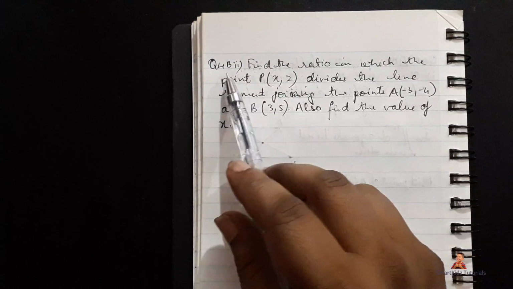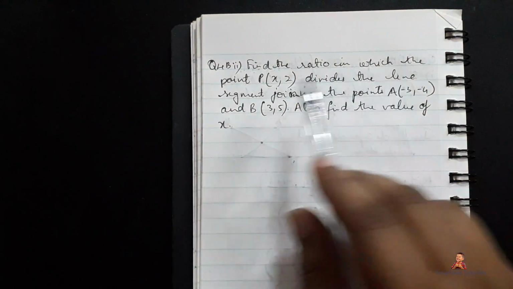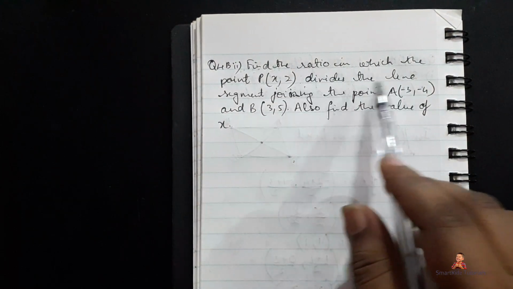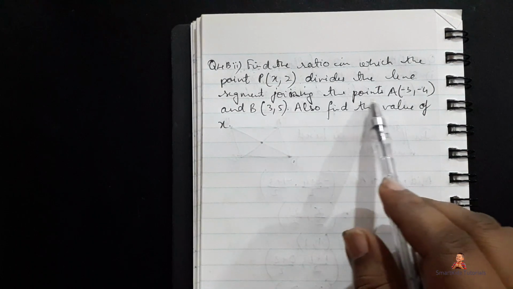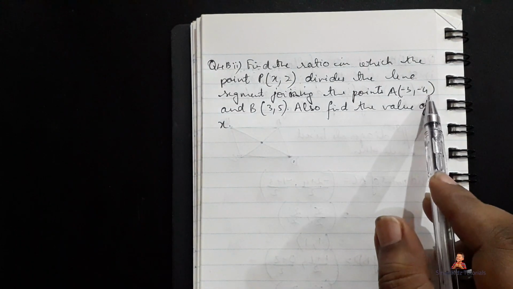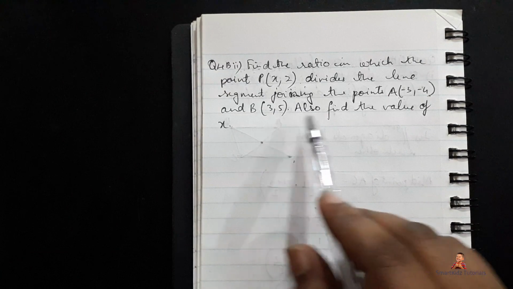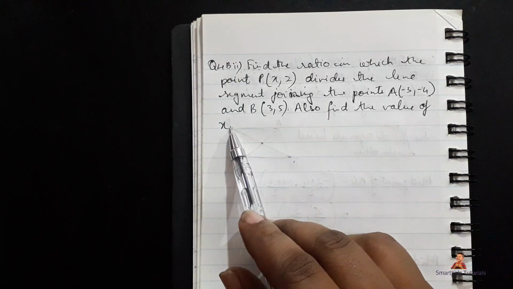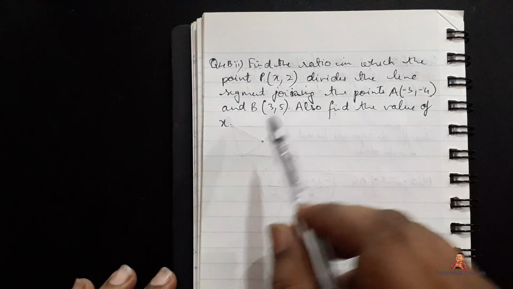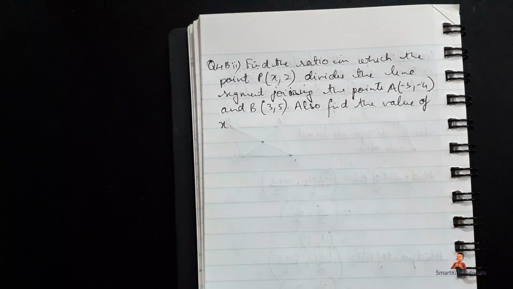The second part of question 4b: find the ratio in which the point P(x, 2) divides the line segment joining the points A(-3, -4) and B(3, 5). Also find the value of x. So we need to find the ratio. We'll begin by assuming a value for that ratio.